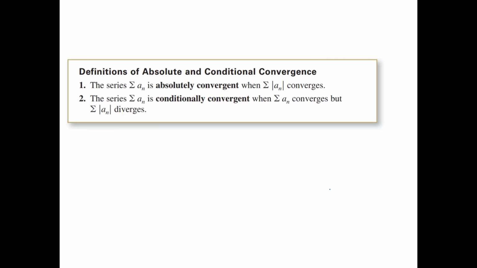And so we have some definitions. Definitions of absolute and conditional convergence. The series a sub n is absolutely convergent when the series of the absolute value of a sub n converges. The series a sub n is conditionally convergent when a sub n converges, but the absolute value of a sub n diverges.